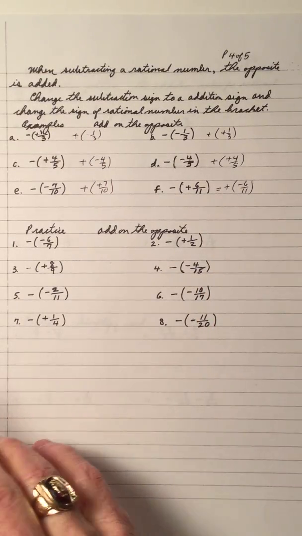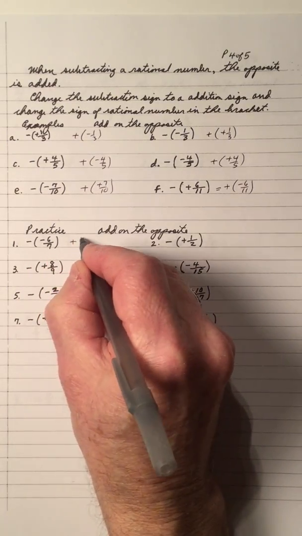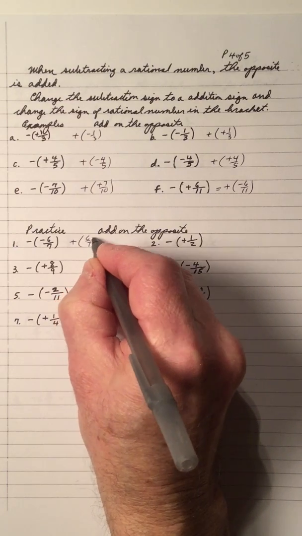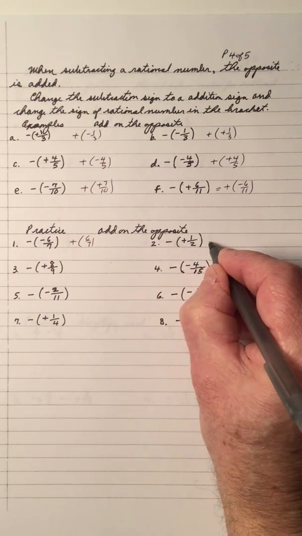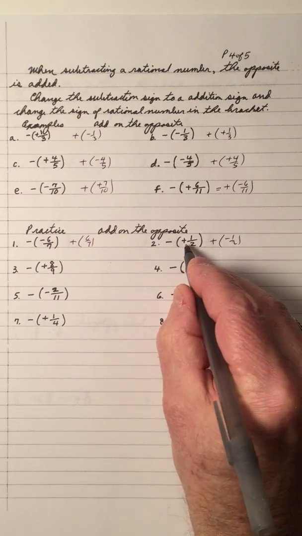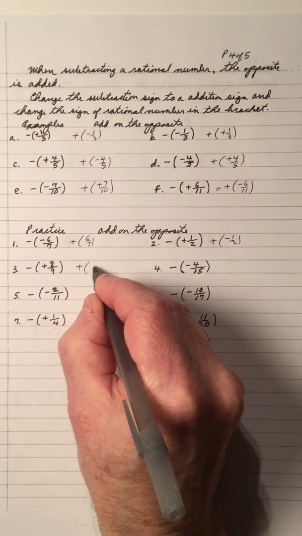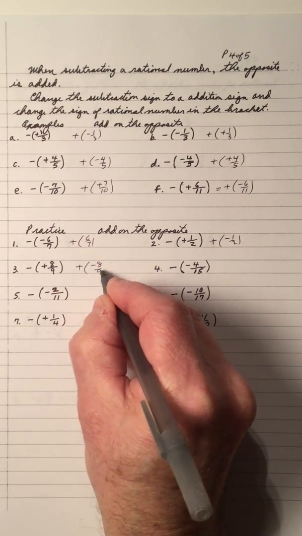Pause your video, and when you're finished, play it back. When you subtract, you add on the opposite, which is 6/7. When you subtract, you add on the opposite, which is negative 1/2. When you subtract, you add on the opposite of a positive 8, which is negative 8/9.